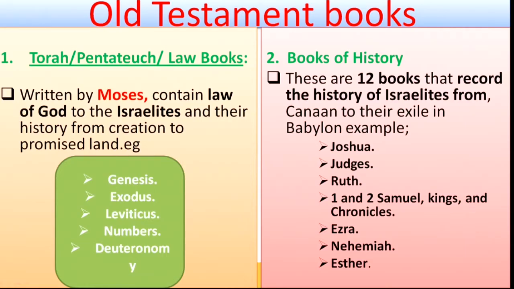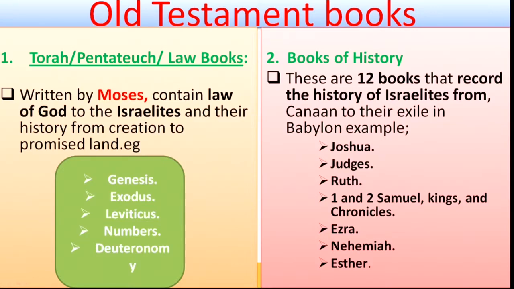It carries the history of man, or rather the Israelites, from the time of creation to the time of the promised land, that is in Canaan. Examples of the books of Torah or the law: we have Genesis, Exodus, Leviticus, Numbers, and Deuteronomy. The reason why we call them Pentateuch is because there are 5 books, and Pentateuch is derived from the word penta, which means 5. Therefore, the first 5 books in the Bible are known as the Pentateuch.